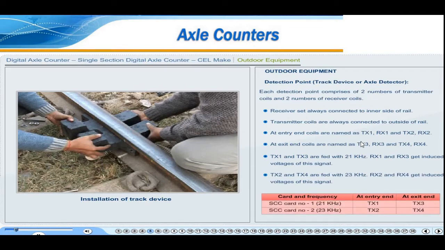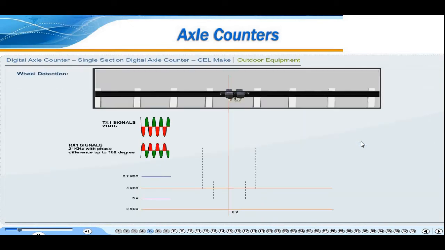Card and frequency. Single conditioner card number 1 feeds 21 kHz to TX1 at entry end and to TX3 at exit end. Single controller card number 2 feeds 23 kHz to TX2 at entry end and to TX4 at exit end. Wheel detection.